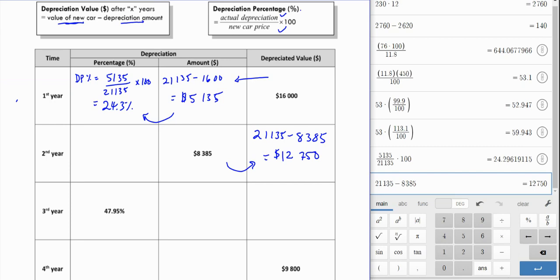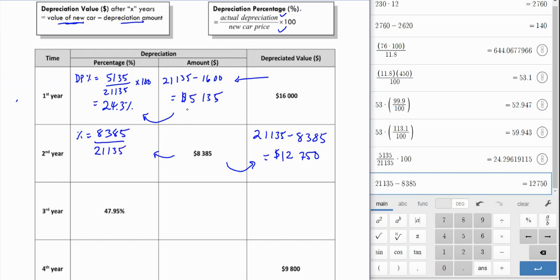Now, what can we do this way? We want to know a percentage. Well, what did we do up here? Once we knew this value, we put it as the numerator divided by the denominator. So that can go up here. And we will have, again, the percentage will be 8,385 divided by 21,135. Notice how this number accumulates.